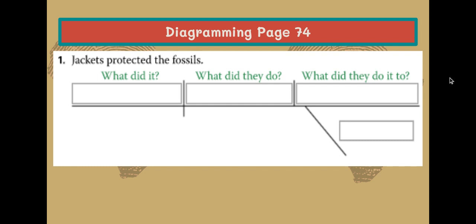Now, turn to page 74 in your student books. Write each sentence in the diagram below it. Use the questions to help you fill in the diagram correctly. I'm going to complete the first sentence as a model. Jackets protected the fossils. What did it? The jackets did it. What did they do? They protected.